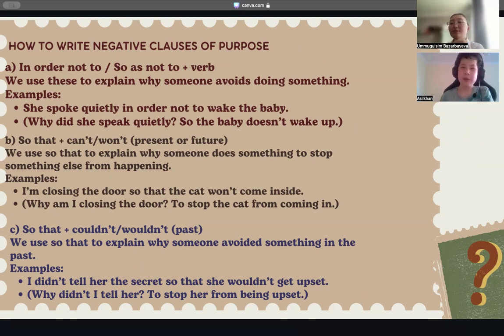And then we're going back to our friend called past. So that plus couldn't slash wouldn't. It's in the past. We use these to explain why someone avoided doing something in the past. So I didn't tell her the secret so that she wouldn't get upset. If I were to tell her the secret, it would have made her upset, and I didn't want that to happen, so I did not tell her.